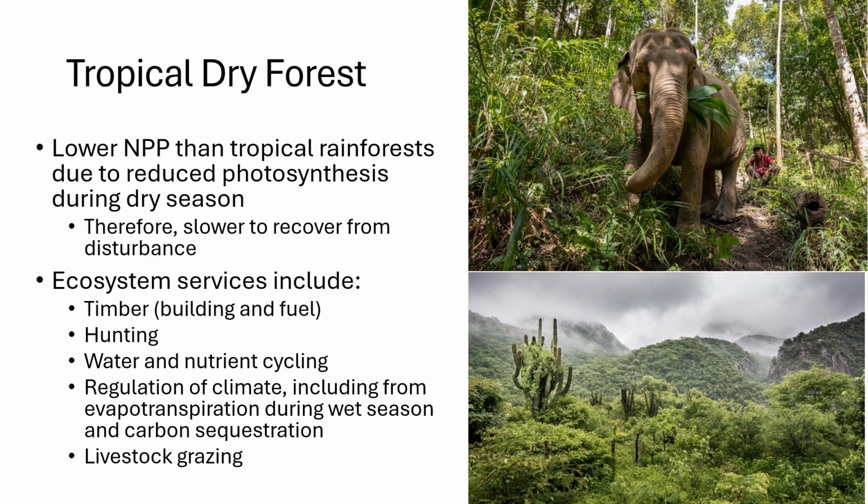Some of the ecosystem services would be timber, hunting, water and nutrient cycling, climate regulation. Again, all the biomass is a large carbon sink. Cooling the area with evapotranspiration during the dry season, and then you can have some livestock grazing in the forest.